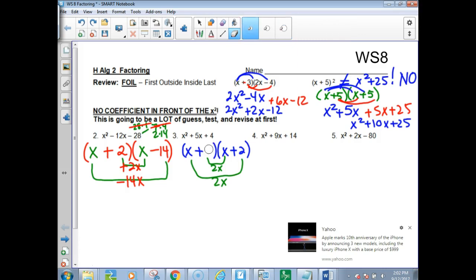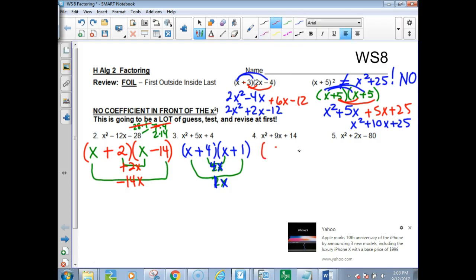So sometimes if you fill it in wrong, you just erase and start over. What's correct would be the 4 and the 1. Because then, if I multiply the inner ones, I get 4x, and the outer ones, I get 1x. 4x plus 1x is 5x. I hope that some of you that maybe didn't get it before start to get it now.